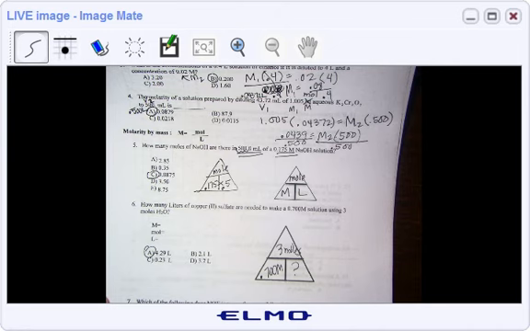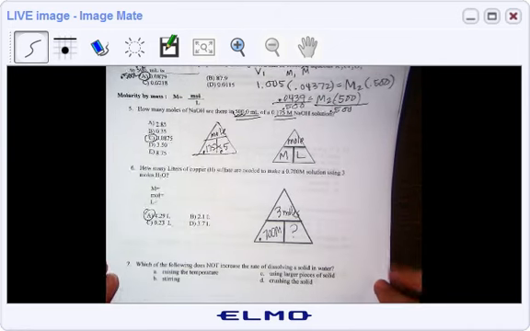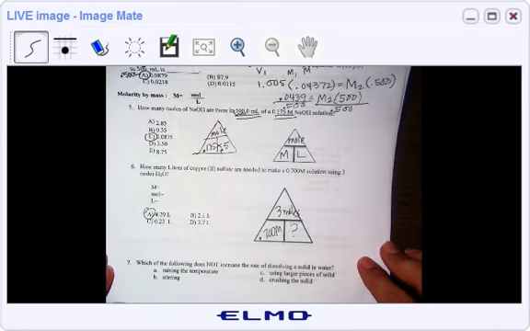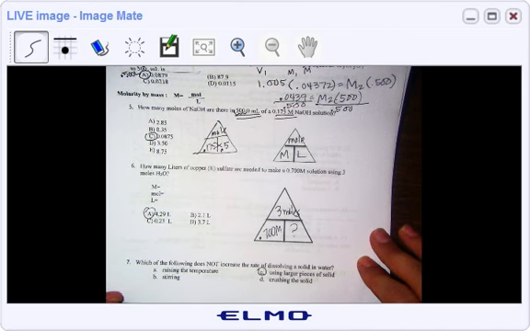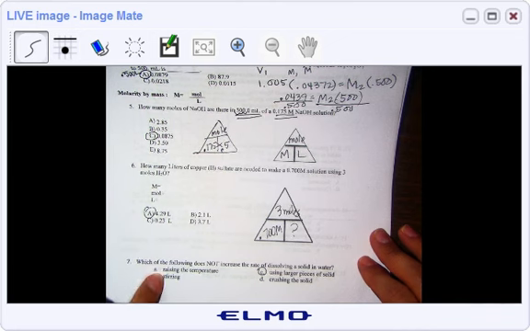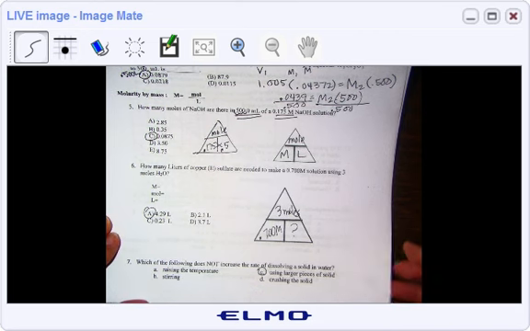Number 7, which of the following does not increase the rate of dissolving a solid in water? C, using larger pieces of a solid, does nothing to speed up the reaction. These other 3 options would help increase the rate of dissolving something.